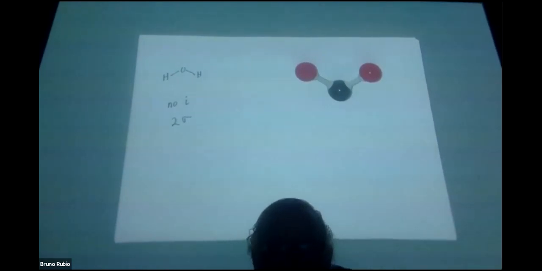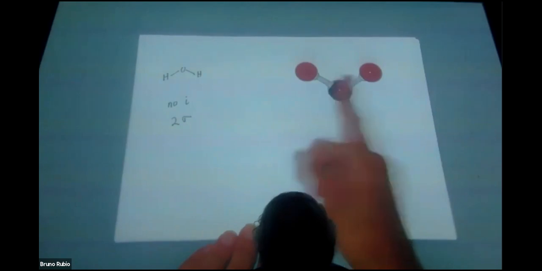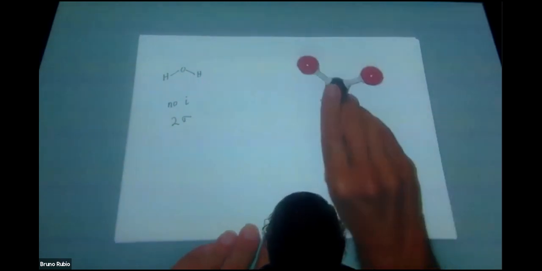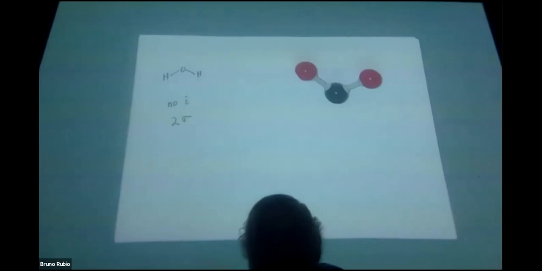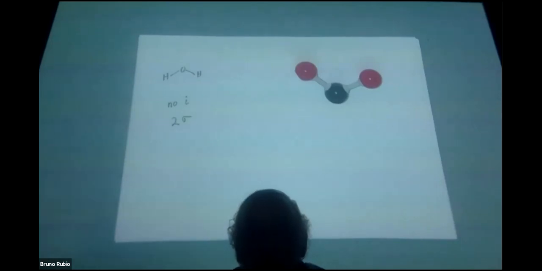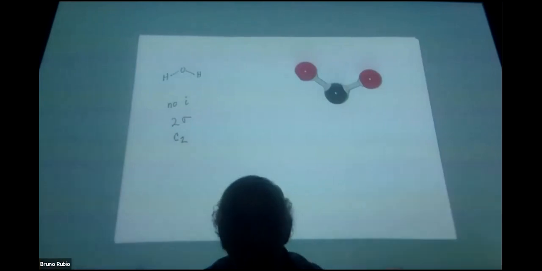All right, so now we go to the fearsome C2 axis of symmetry. The axes of symmetry, and we already saw how water has a C2 axis of symmetry, which means it's invariant to rotation. You twirl the molecule around 180 degrees. You see the same before and after picture. It has a C2 axis of symmetry.